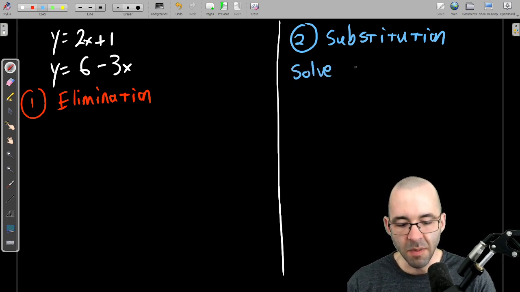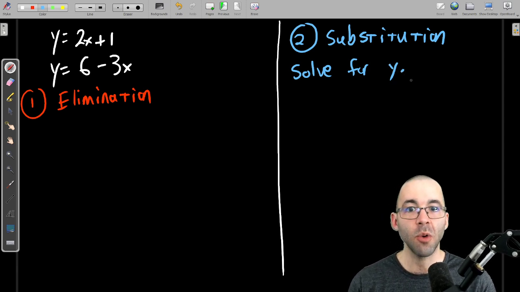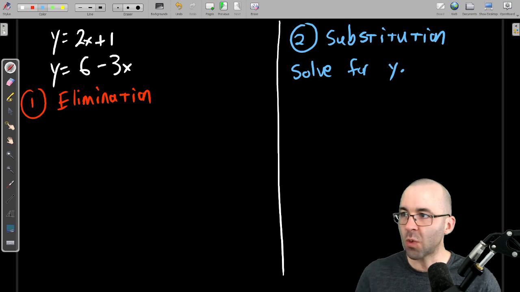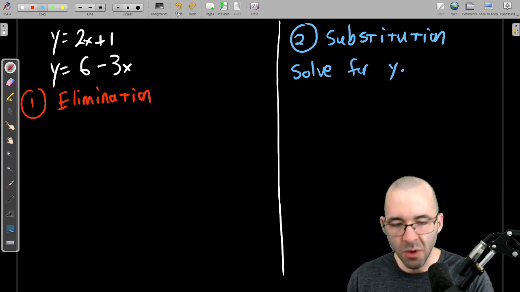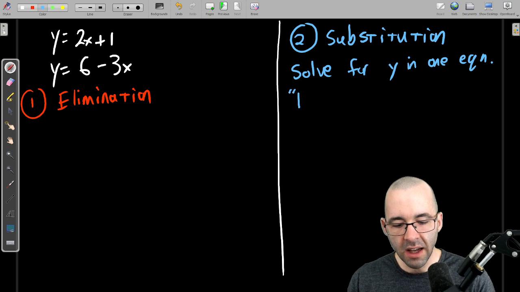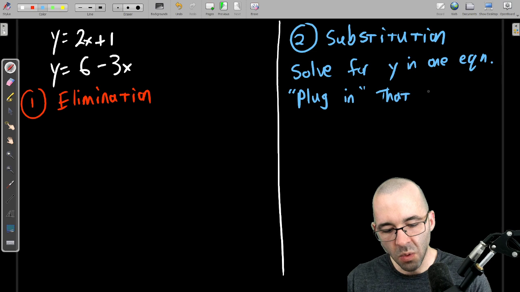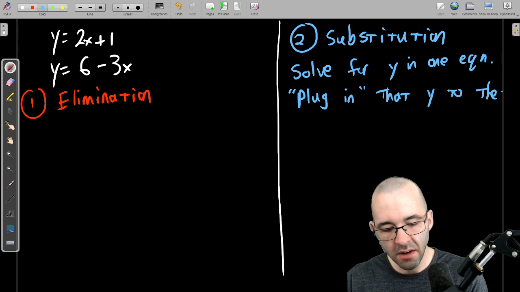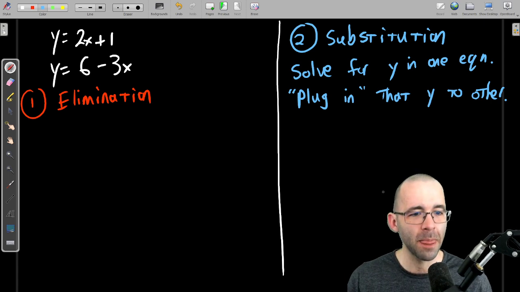To use the substitution method, solve for y. We already solved for y. It's already solved for y. It's y equals already. Both of them are. We only need one. Solve for y in one equation, and then plug in that y to the other.